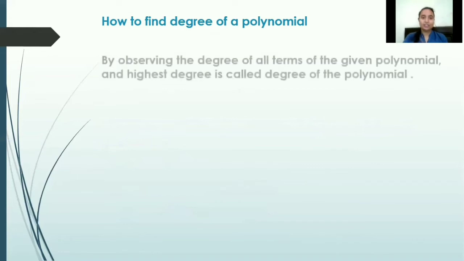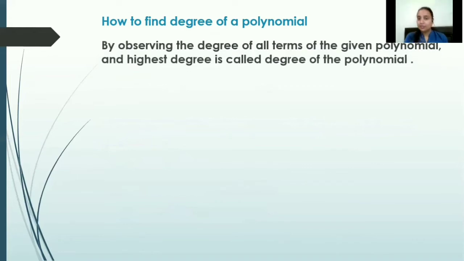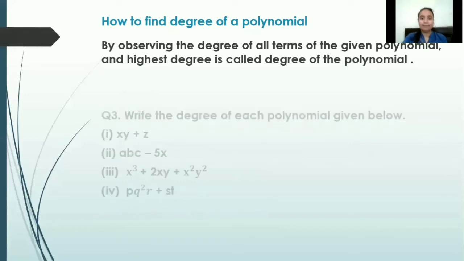For the degree, just read this. It is found by observing the degree of all the terms of the given polynomial. First, you have to observe the degree of each term of the given polynomial and see which one is highest. For example, the degree of the first term is 1, the degree of the second term is 2. So the degree of the polynomial will be the highest one, 2. Okay, see with the example.